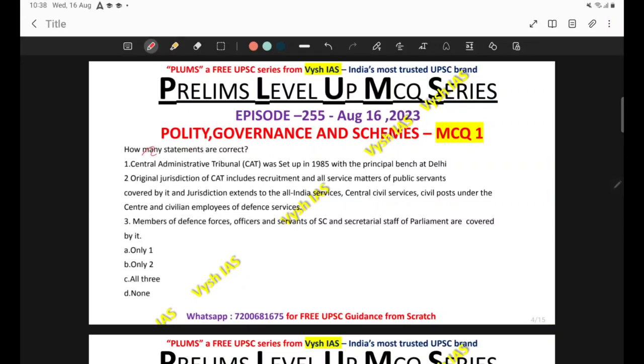Let's move on to the first question. First question reads, how many statements are correct? And the question is regarding Central Administrative Tribunal. So Central Administrative Tribunal's CAT was set up in 1985 with the principal bench at Delhi.